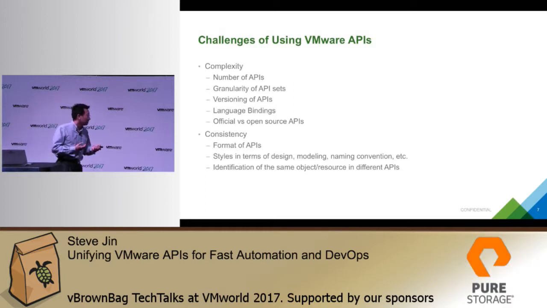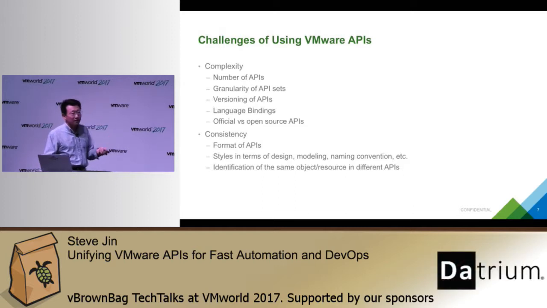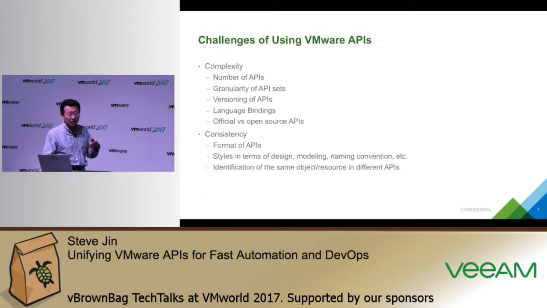Let's talk about consistency. There are different formats of VMware APIs in terms of design, modeling, naming conventions, all sorts of things. Also, in different APIs, the ID for the same entity may be different. Sometimes that presents a challenge as well. You need to find a way to translate those.